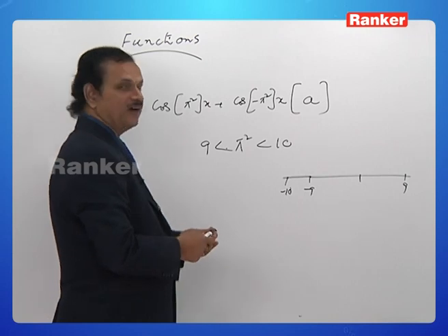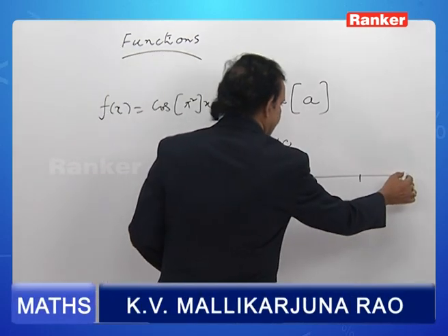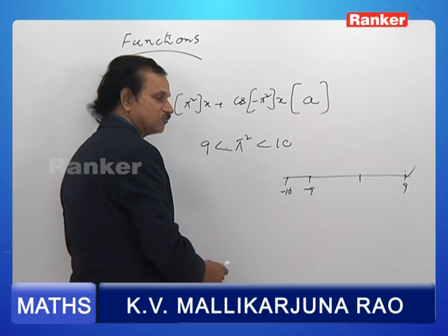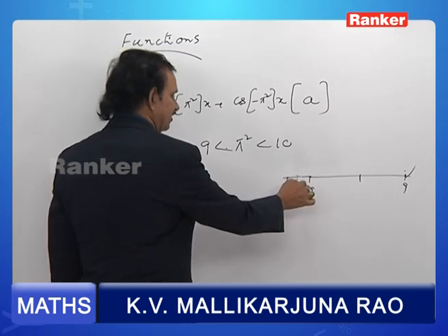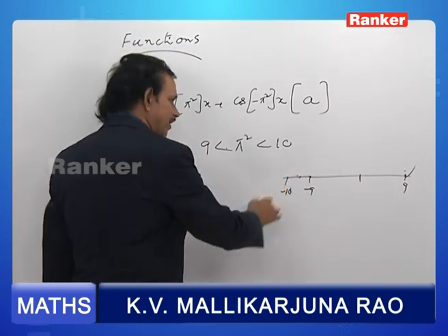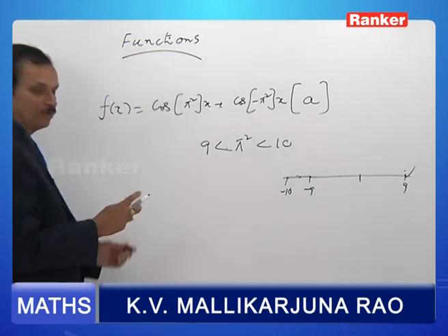Pi square is 9 point something, so its integral part is 9. Minus pi square is minus 9 point something, lying somewhere else here, so its integral part is minus 10. That you have to catch.